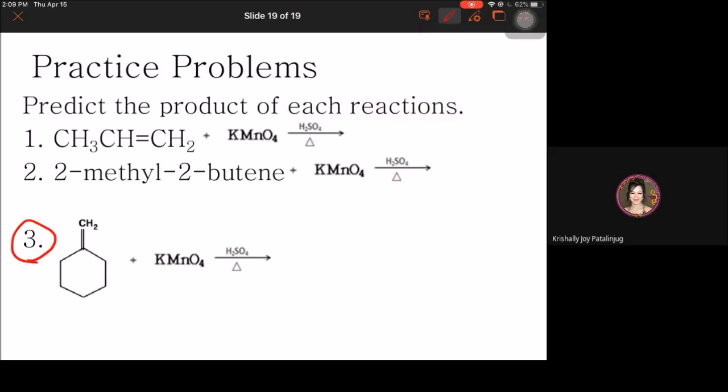Then it's your turn for number 1 and 2. Okay, so let me cleave the reactive site of the carbon. Again, the reactive site is the carbon-to-carbon double bond. You cleave it, you split it. So what you get here is a cyclohexane. Then the other cleaved part is a CH2.